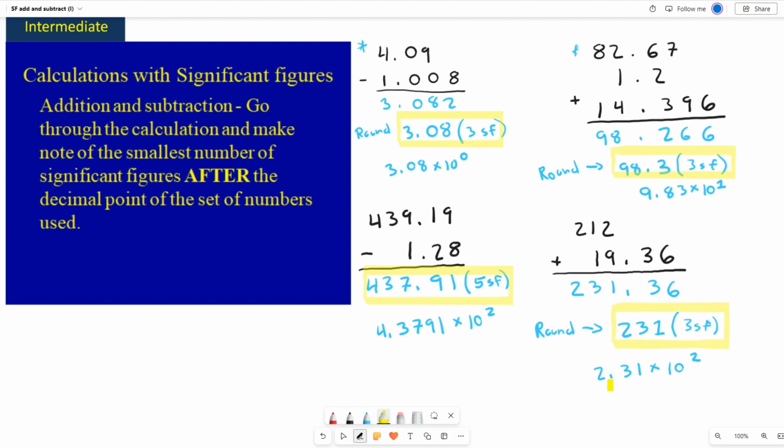In our next video, we're going to take a look at calculations with significant figures when you're doing multiplication and division. That's it for this video.